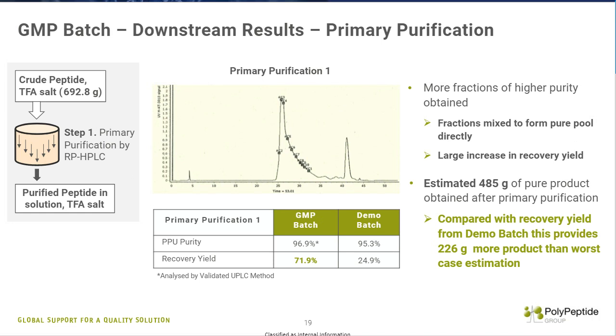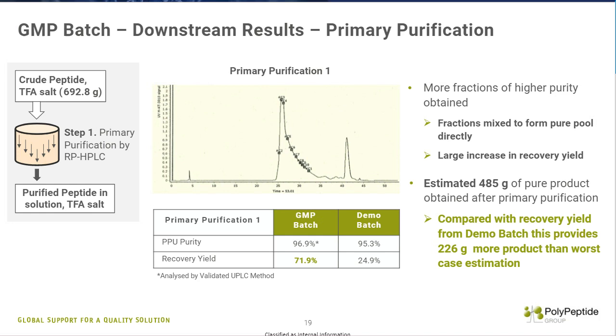And this is basically due to the fact that we have much less endo impurities in our pure fractions when we get them from the column. So as a result of that, we're able to mix a lot more fractions together to form a pure pool. Because of this, our recovery yield increases enormously.